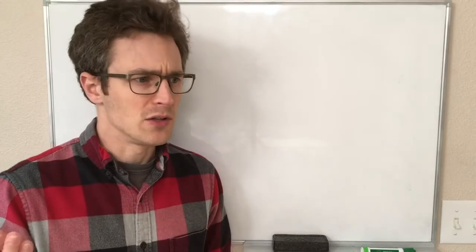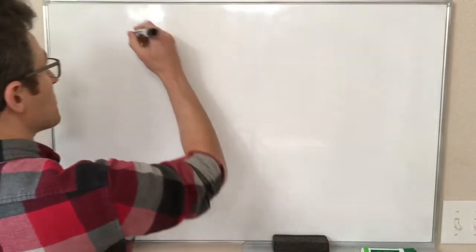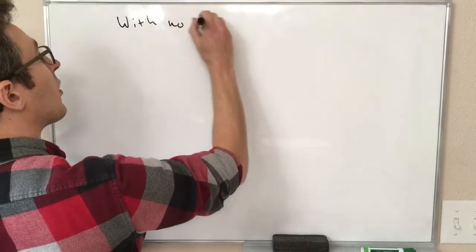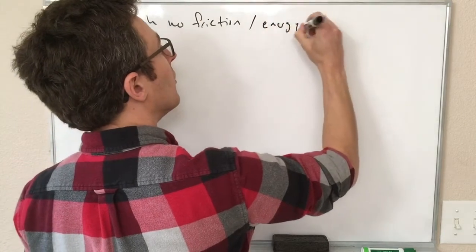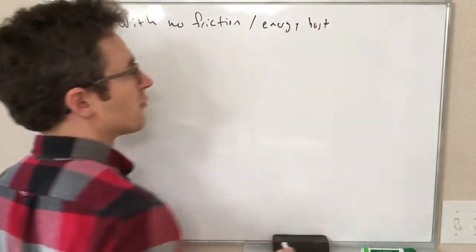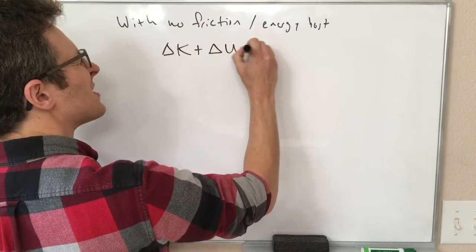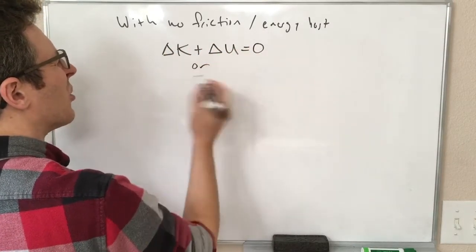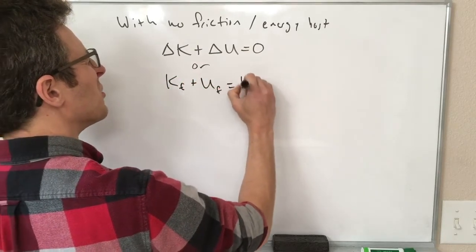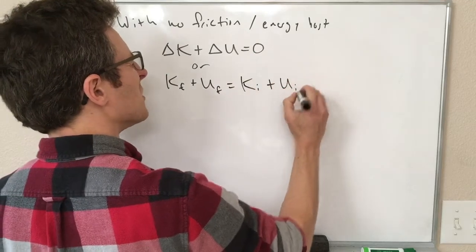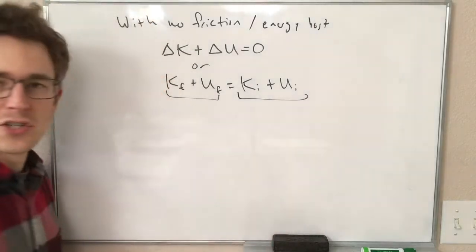So we know that in chapter 7, conservation of energy, if we have no friction-like forces, meaning that there is no energy lost from our system, we have equations that we can use: delta K plus delta U equals 0, or the equally good K final plus U final equals K initial plus U initial. So that is, the total energy we have at the end is equal to the total energy we have at the beginning.